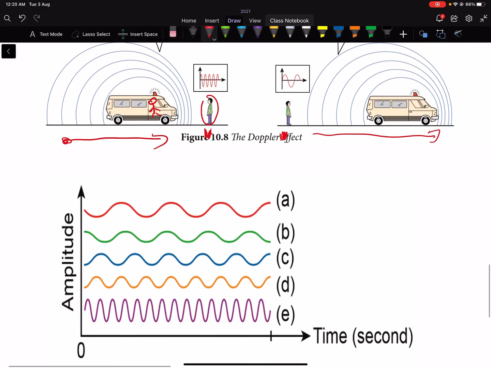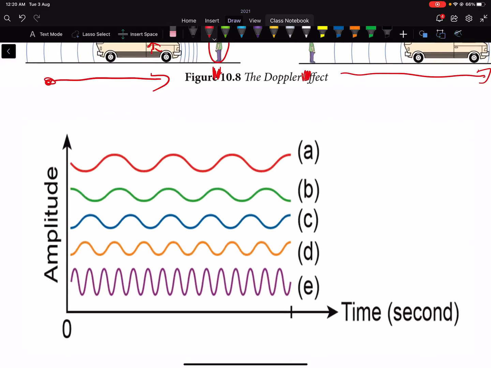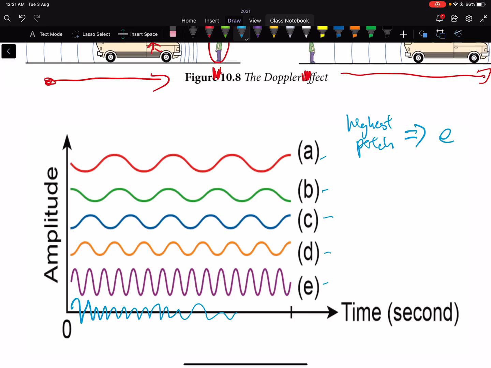Alright? So now let's look at this lastly, just to make sure you know what is frequency. Among A, B, C, D, and E, which one has the highest pitch? Highest pitch would be E. Why? Because the frequency is very high. This thing goes up and down, up and down, up and down a lot of times. And which one has the lowest pitch?